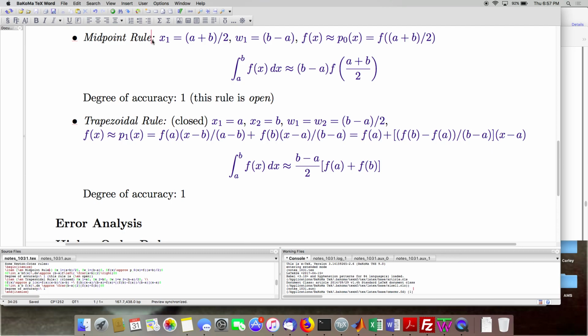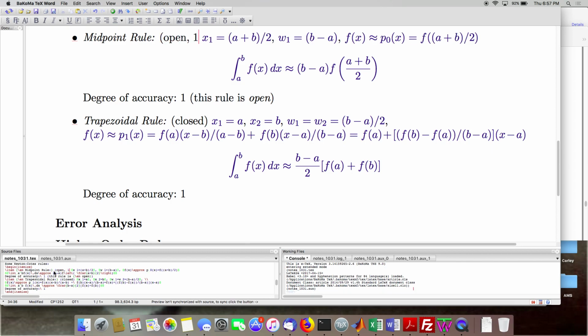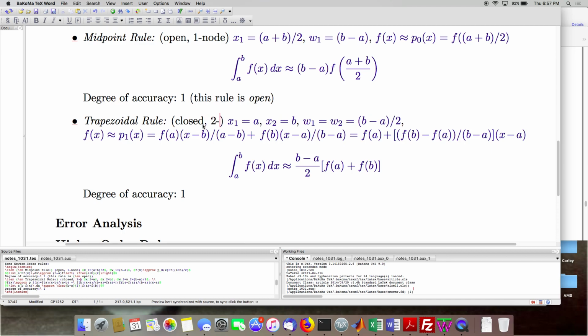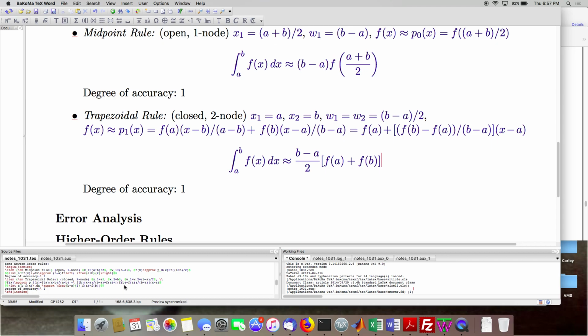Okay, so this is an open 1-node rule. This is a closed 2-node rule. Okay. One more.